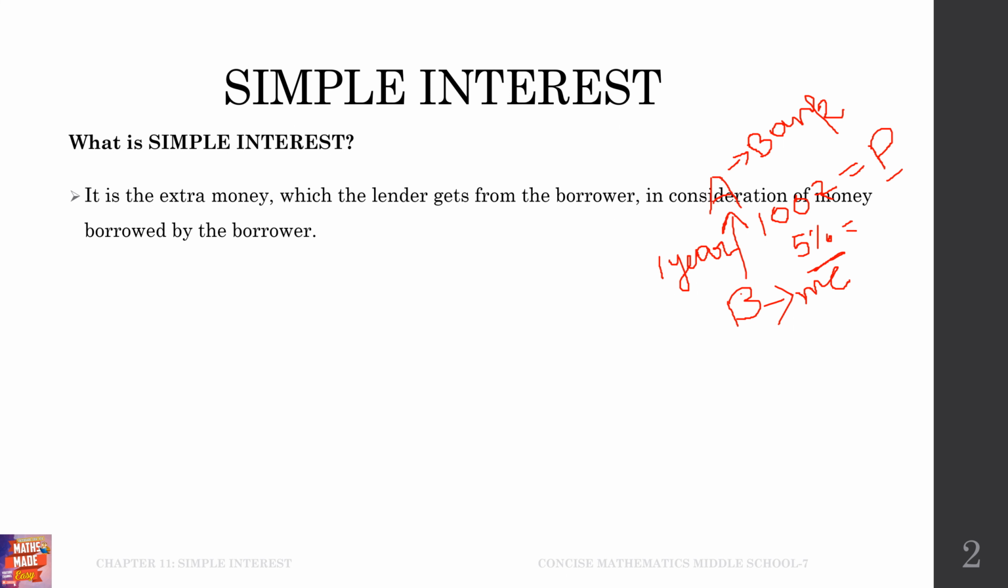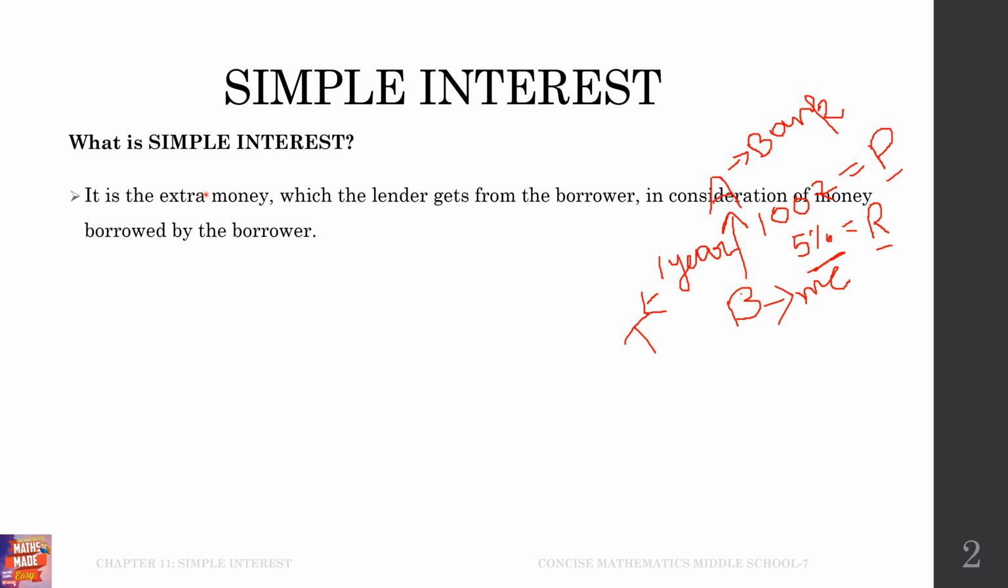This 5% is called the rate of interest. How much interest we are paying. So it is indicated with R, and the term, that is the time period they are giving us, is called T. T, or time, or term, both are one and the same. This is what percent we are going to give as interest to them.